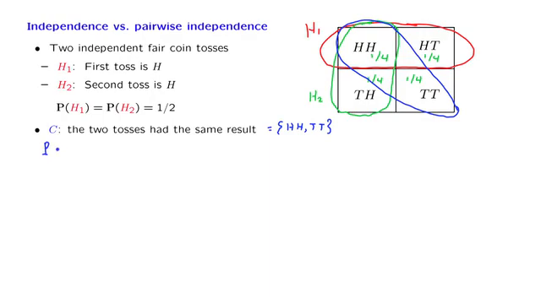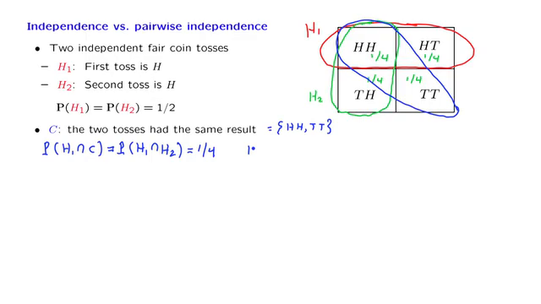Let's look at the probability that H1 occurs and C occurs as well. So the first toss resulted in heads and the two tosses had the same result. So this is the same as the probability of obtaining heads followed by heads. And this corresponds to just this outcome that has probability 1/4.